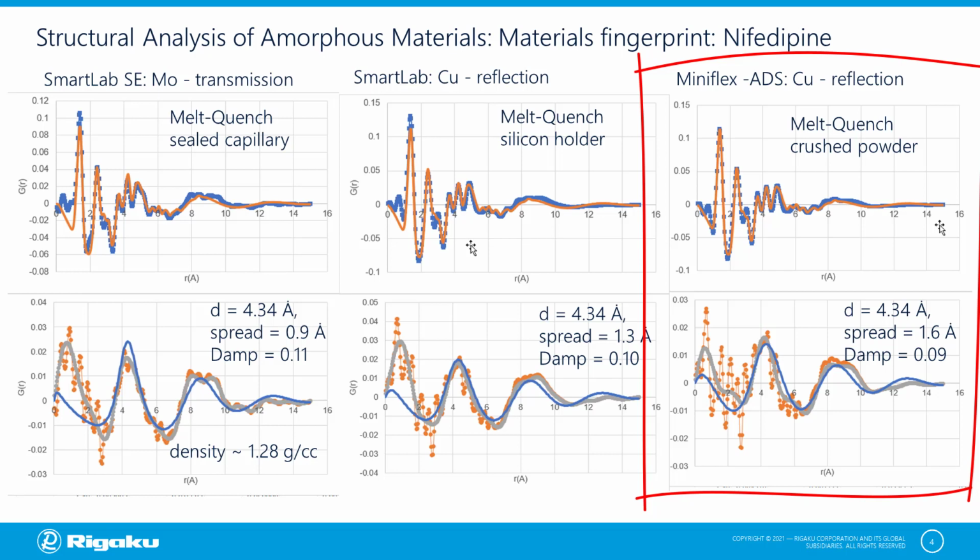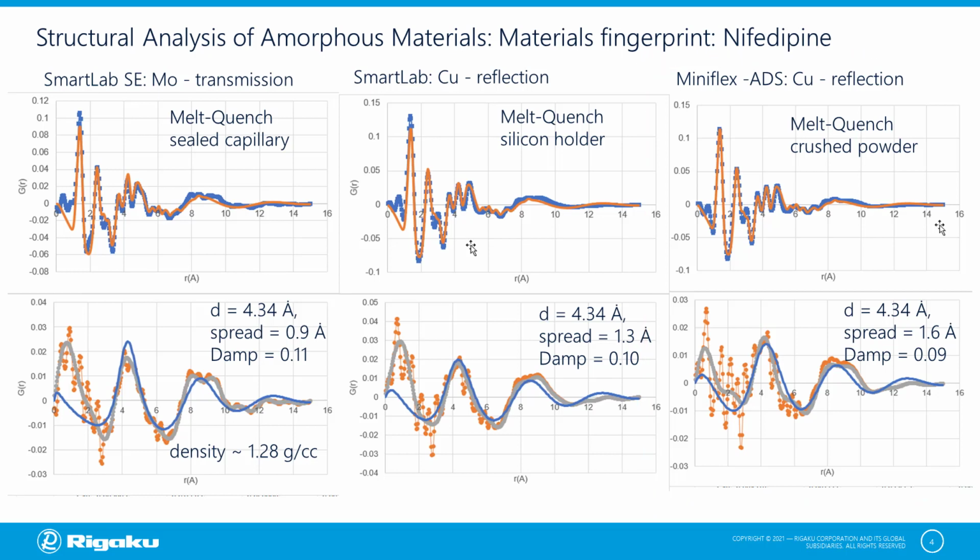But now the spread is substantially larger. So the uncertainty in this isotropic packing is a lot more spread out, if you like. And you can see that visually if you look at the first feature in this packing function with the SmartLab SE data with molybdenum. It's a much sharper, well-defined profile, which indicates that mean isotropic packing is pretty well defined. But by the time you reach the crushed data, that has broadened out quite substantially.